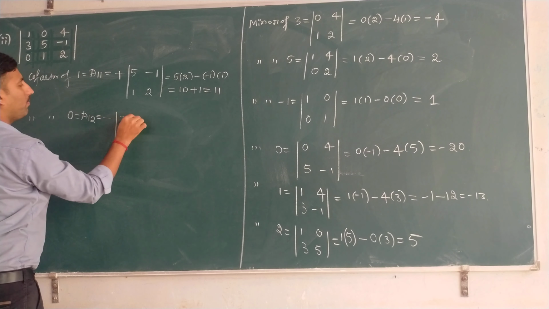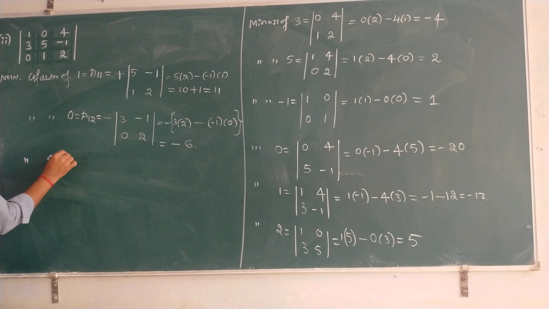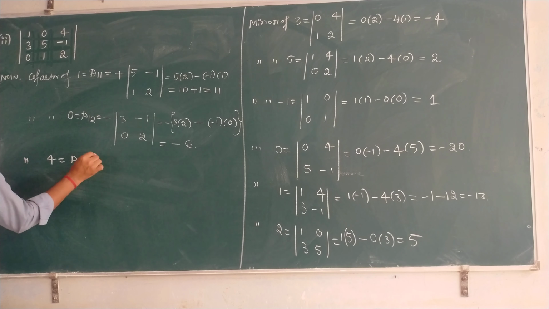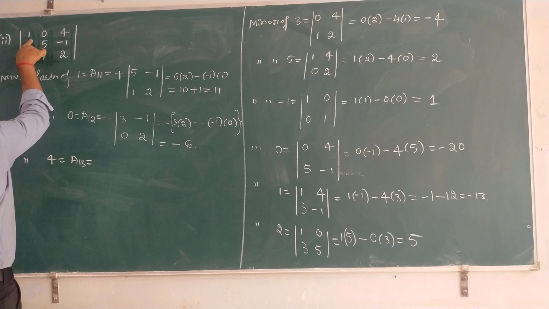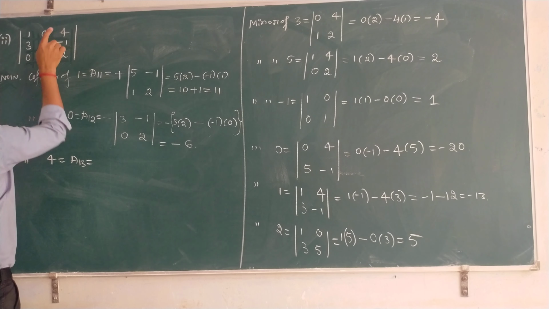Cofactor of 4 is equal to A13, which is nothing but what? The position is plus, from the pattern plus minus plus. The elements are 3 5 0 1, which is plus 3 into 1 minus 5 into 0, which is nothing but 3.